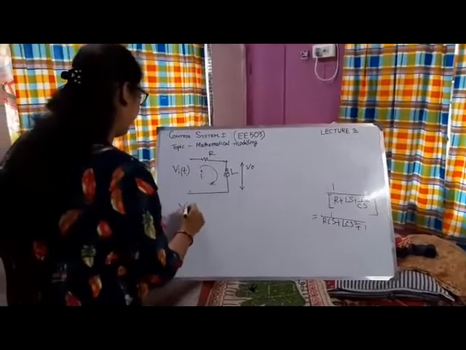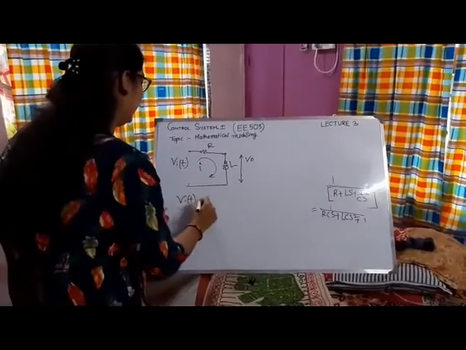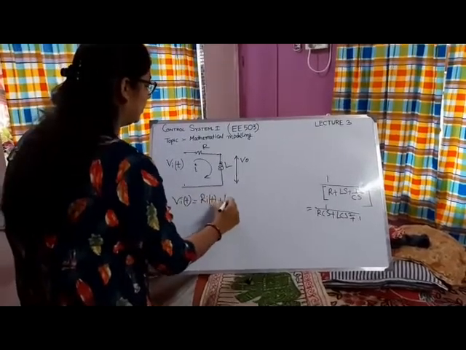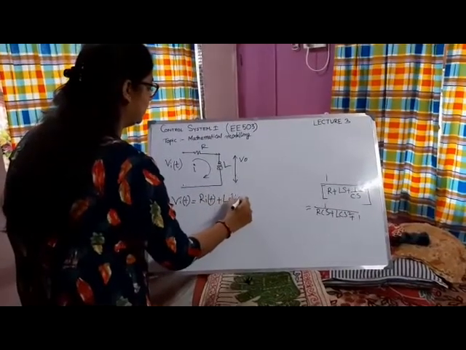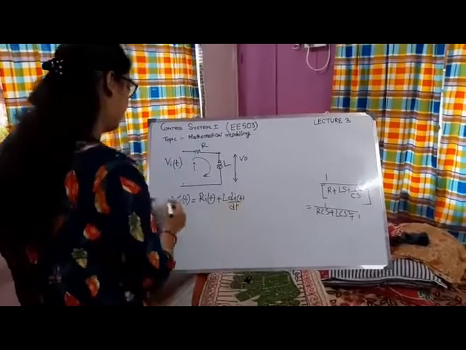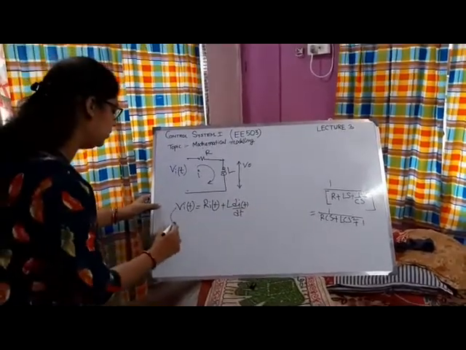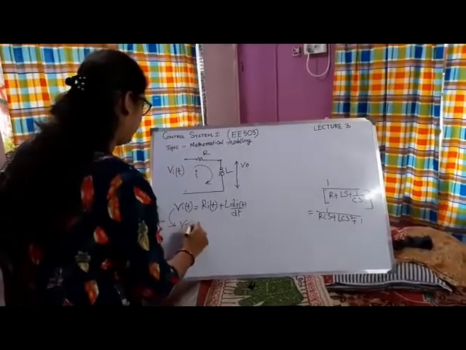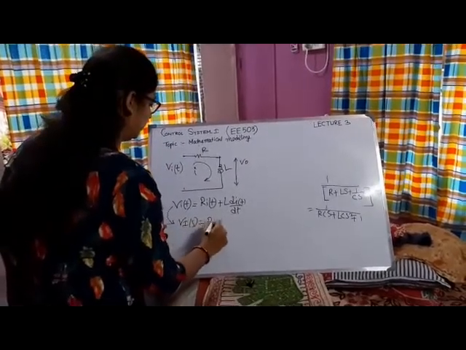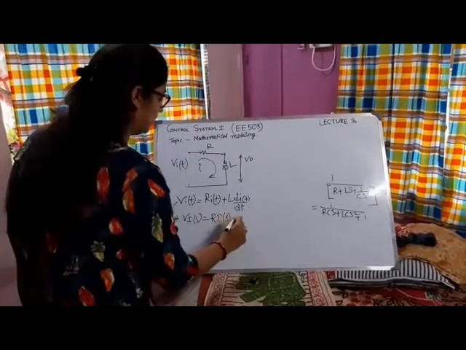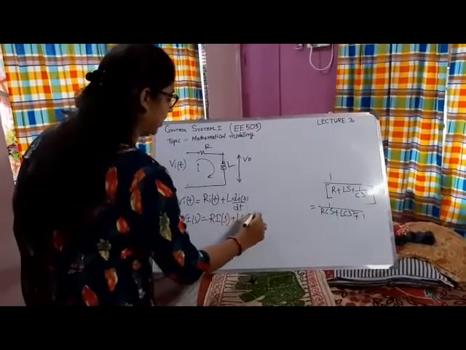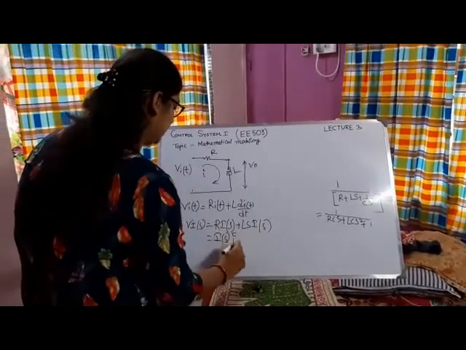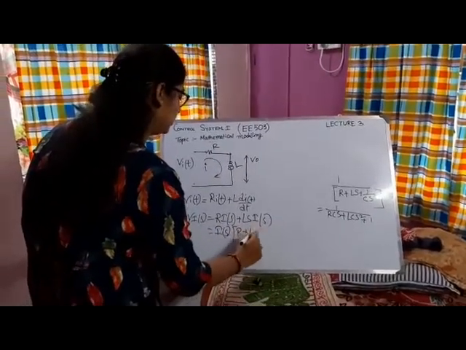After applying the KVL, we can write v_i(t) is equal to R i(t) plus L di/dt. Next we are converting this into the Laplace domain, so it becomes V_i(s) is equal to I(s) into (R plus Ls).